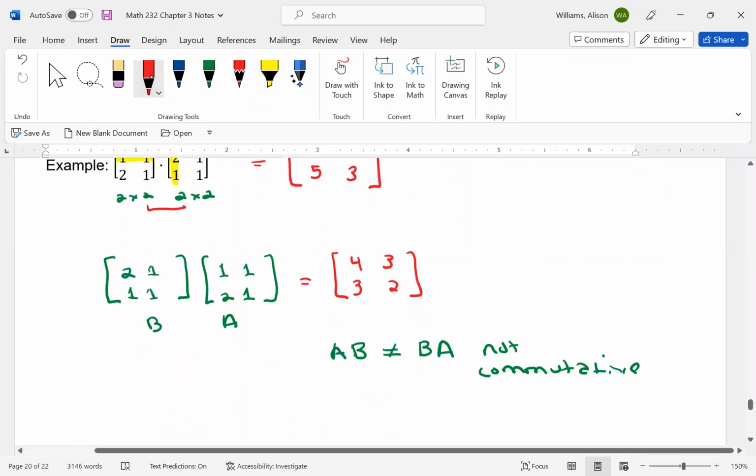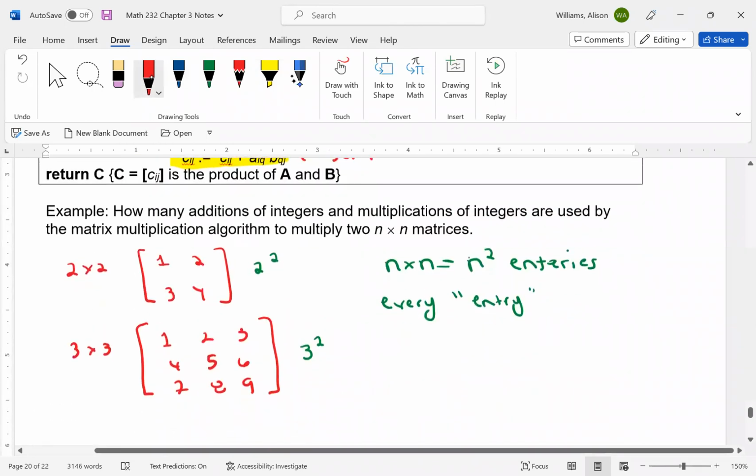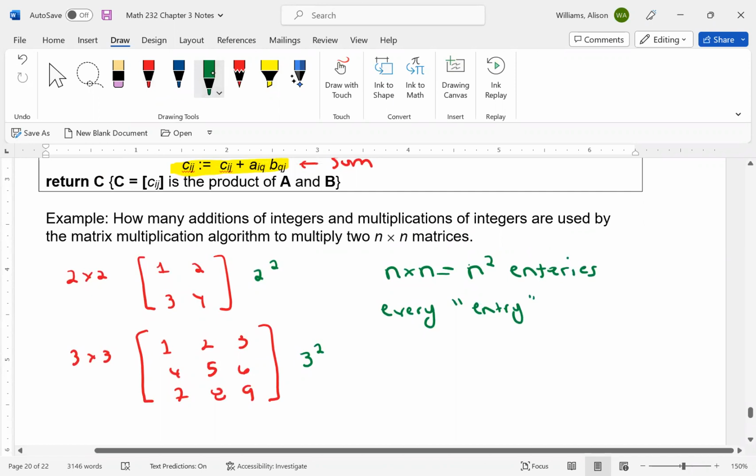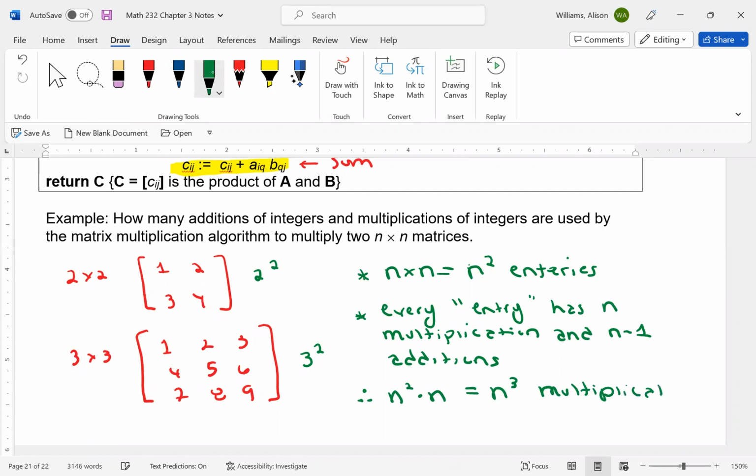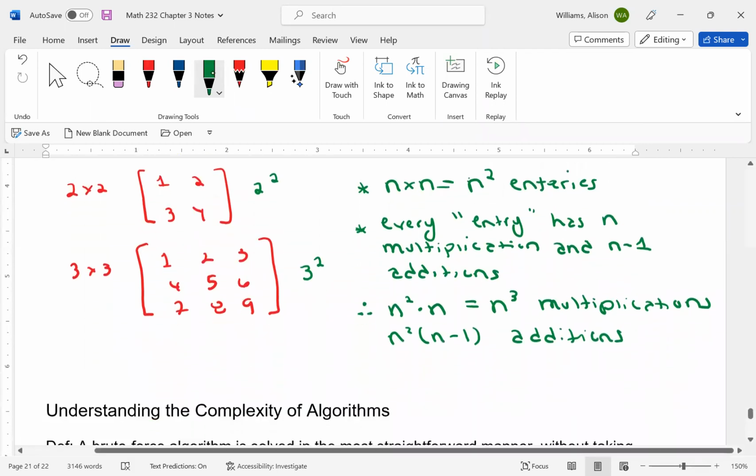So the number of multiplications relates to the dimension. So every entry has n multiplications. And then for the addition, there is 1 less addition, n minus 1 additions. So if we have n squared entries and in every entry we have n multiplications, that means that we have n squared times n, or n cubed multiplications. And for the additions, we have n squared times n minus 1 additions. And there you go. That's how many.